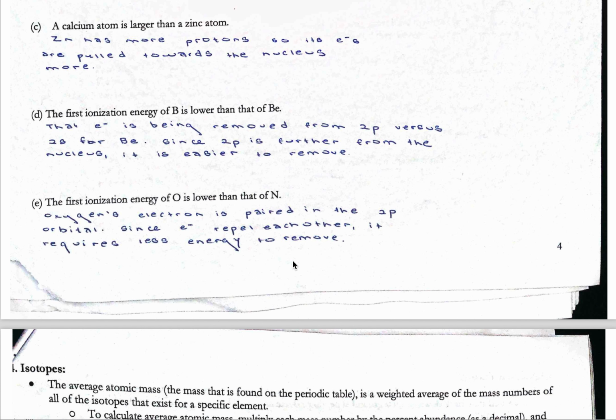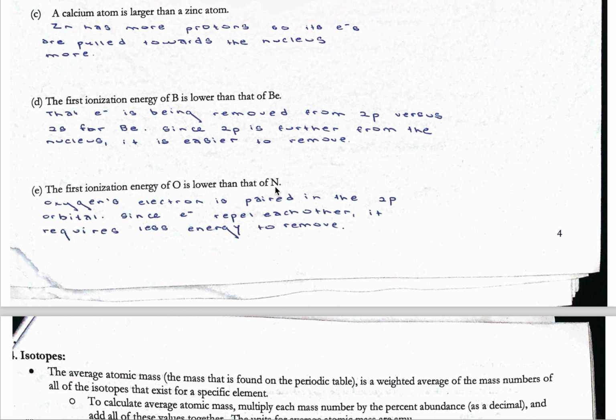For oxygen versus nitrogen, again, this breaks the rule, and so we need to explain why. Well, the electrons are all in the 2p sublevel, so that's not an explanation. But if you notice, if you draw the orbital diagram for oxygen versus nitrogen, the electron for oxygen that's being removed, that fourth electron in the 2p sublevel, it's actually paired up with another electron because remember, there are only 3 orbitals in p.